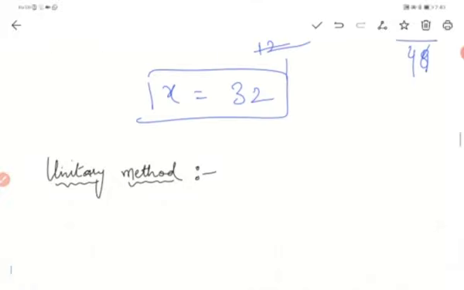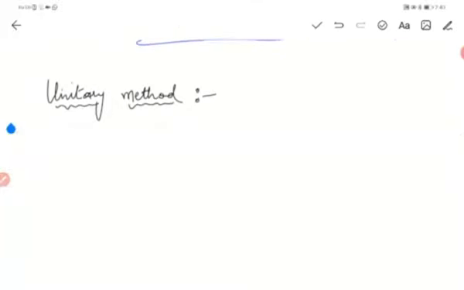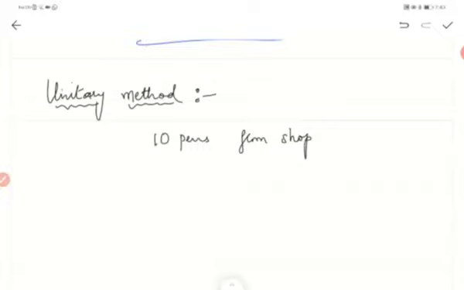I will take one example. I took 10 pens from a shopkeeper. The cost of 10 pens, let me take it as 100 rupees. It cost me 100 rupees. Now I want to know what will be the cost of 16 pens.